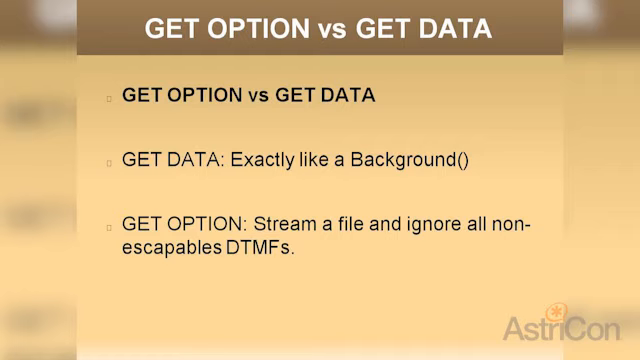Get option and get data are really similar. With get data, when you enter any DTMF, up to a specific number that you specified, it will simply return it to you. With get option, you specify which DTMF you are expecting. So let's say I'm building an IVR, and I say the user should press 1, 2, or 3. If you press 7, the prompt menu is just going to continue because you didn't specify the DTMF, for example, 7.